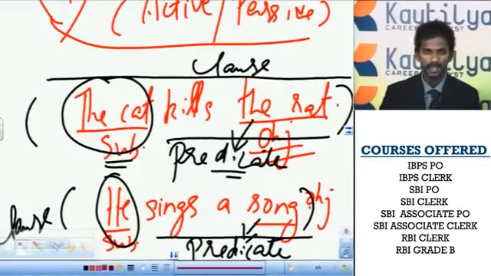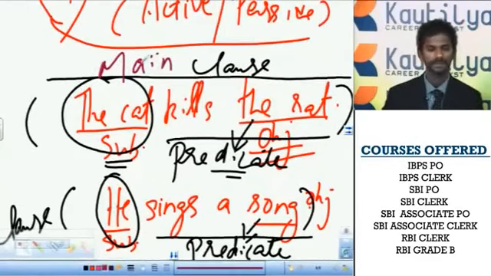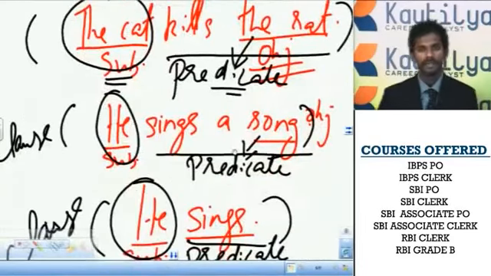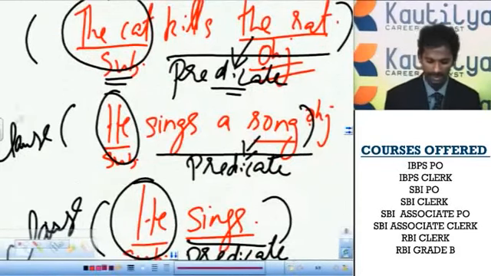The cat kills a rat. There is only one clause here. It makes a complete meaning, so it is the main clause here. Right? Similarly, he sings a song. Only one clause here, so it cannot be a subordinate clause. It should be the main clause here and makes a complete sense.